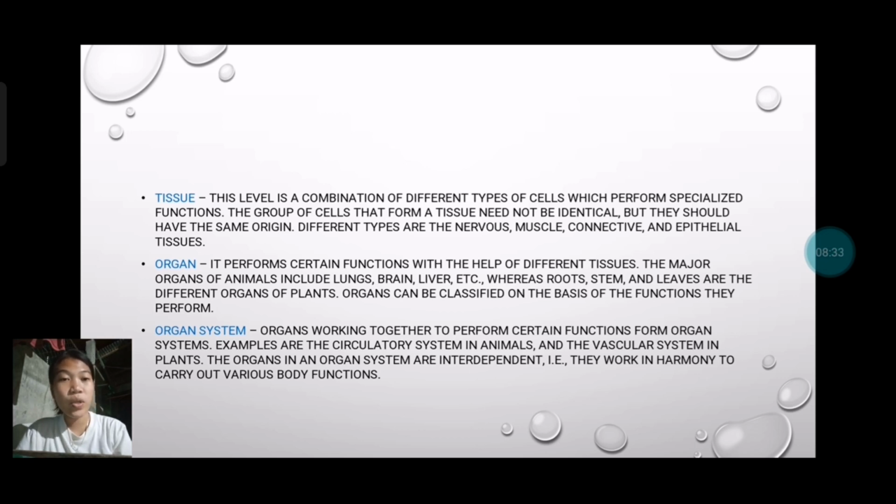The next one is the organ system. Organs working together to perform certain functions form an organ system. Examples are the circulatory system in animals and the vascular system in plants. The organ and organ system are interdependent. They work in harmony to carry out various body functions.